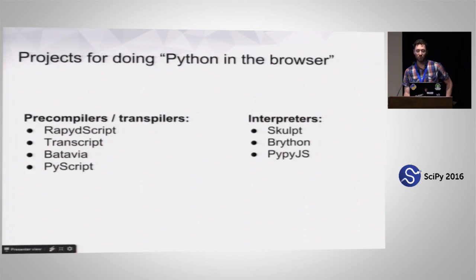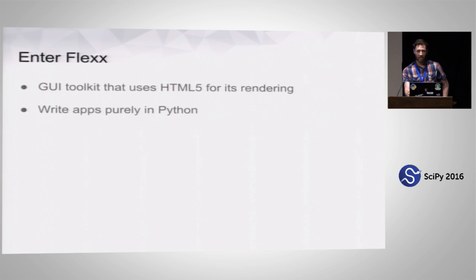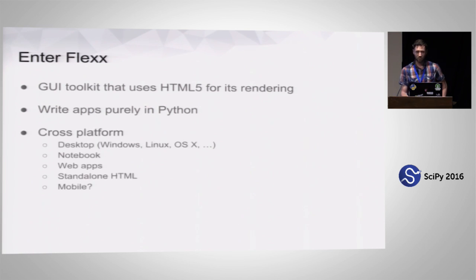And this is the main reason, I think, why there are quite a few projects that try to bring Python to the browser in one way or another. And Flexx is one of them. So what is Flexx? Flexx is essentially a GUI toolkit that uses HTML5 to do the rendering. It allows you to write apps completely in Python, so also the client-side behavior. And it will transpile the Python code to JavaScript on the fly.